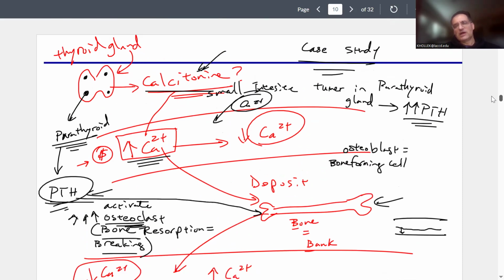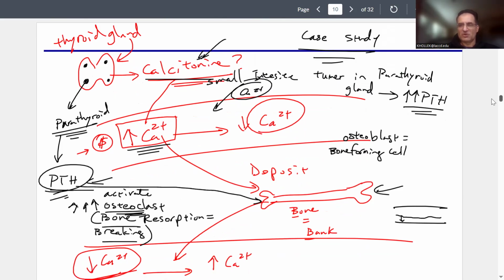So sometimes the questions I will be asking in the exam or maybe on the assignments will be case studies. In this case, the case study might be, oh, an individual has a tumor in a parathyroid gland. So here's a parathyroid gland producing way too much parathyroid hormone. So now you have to understand this is not normal activity because the tumor is overactive.